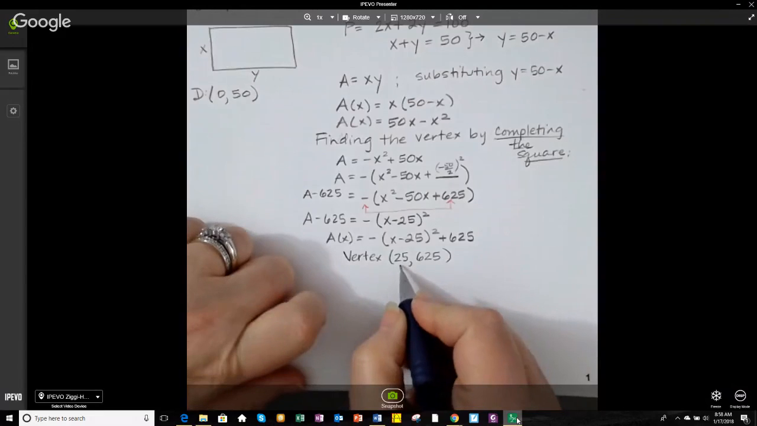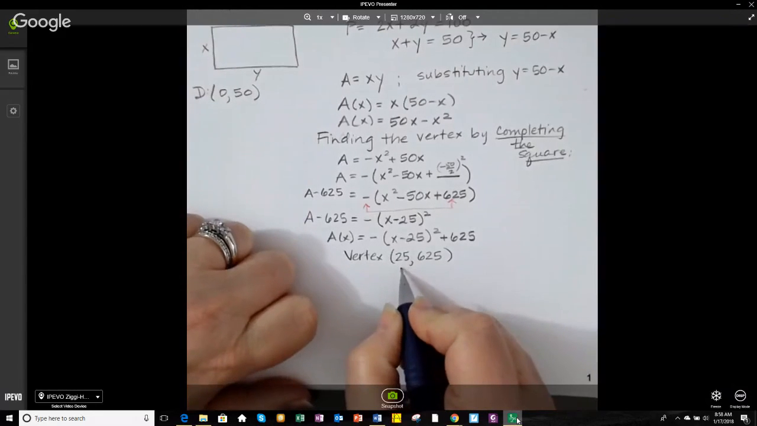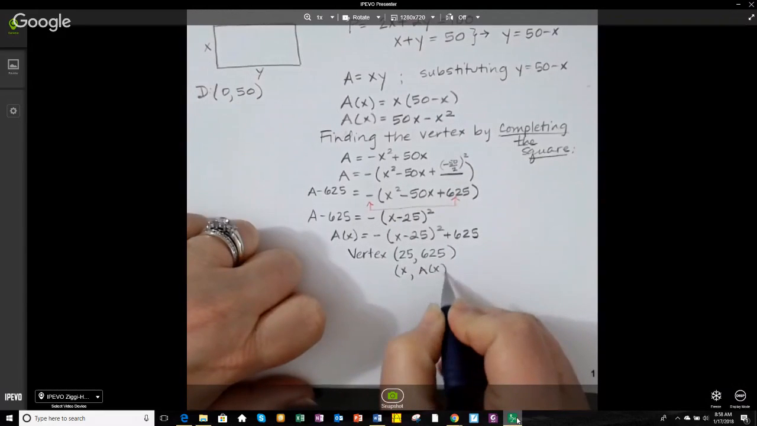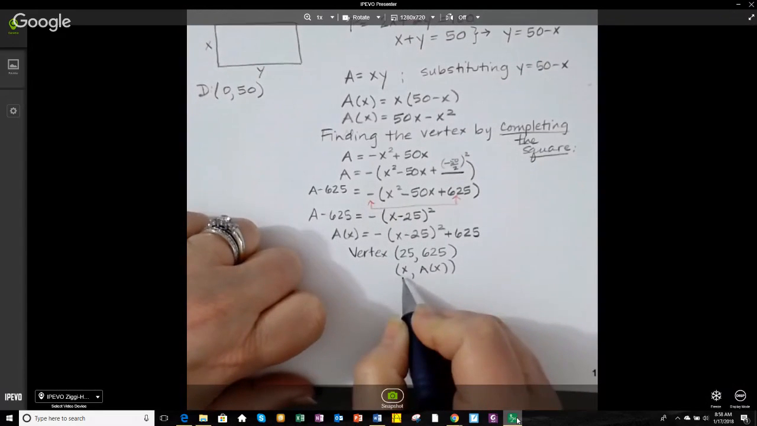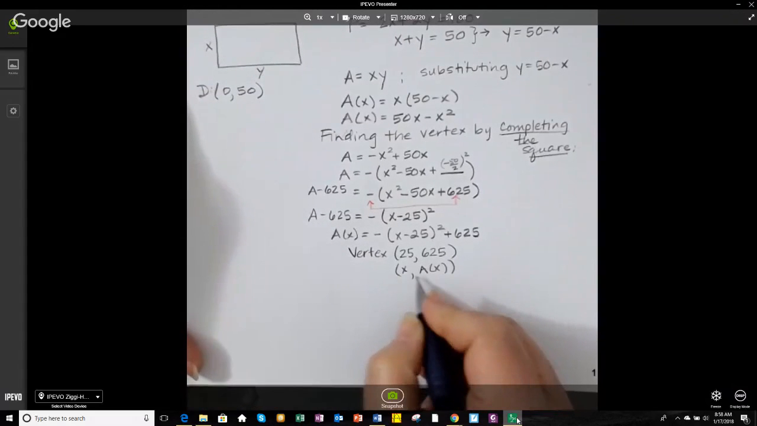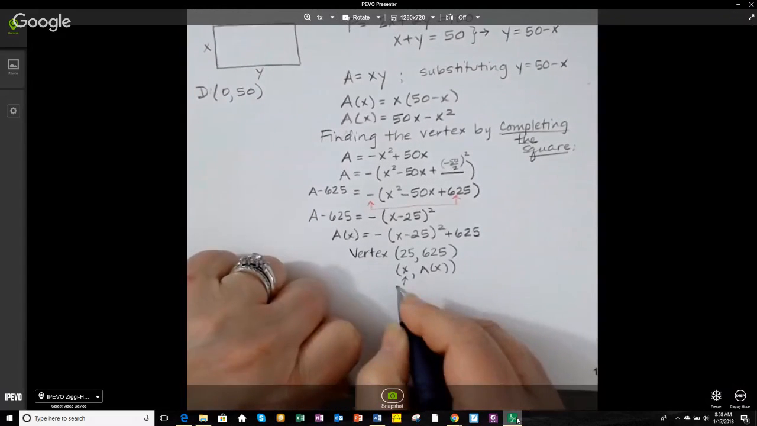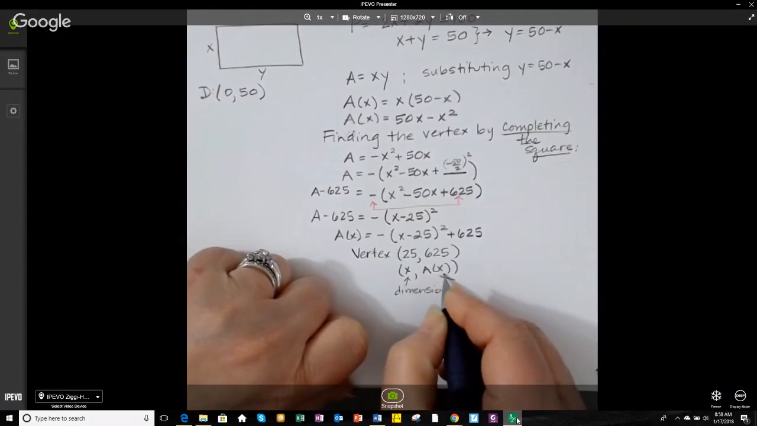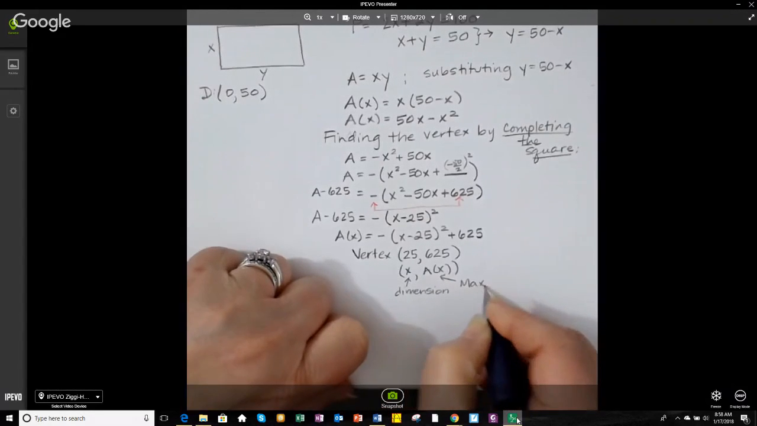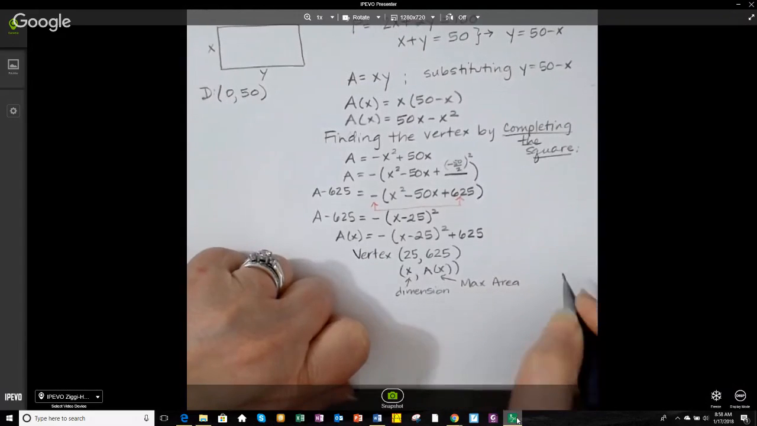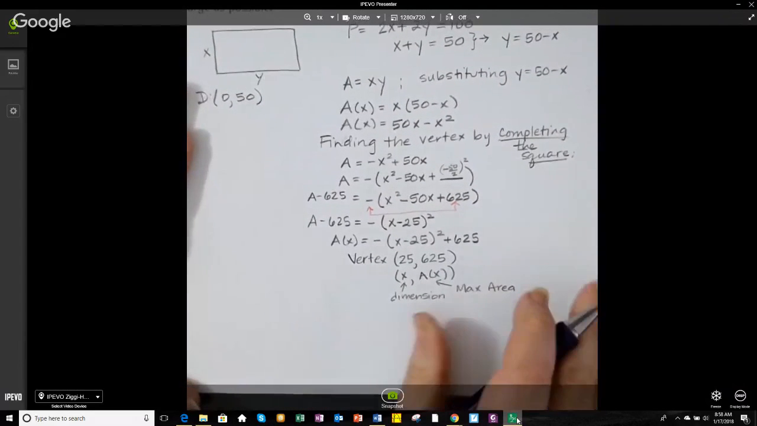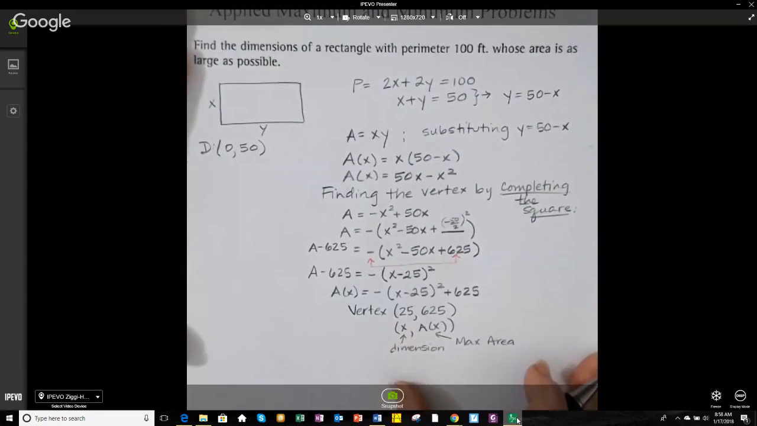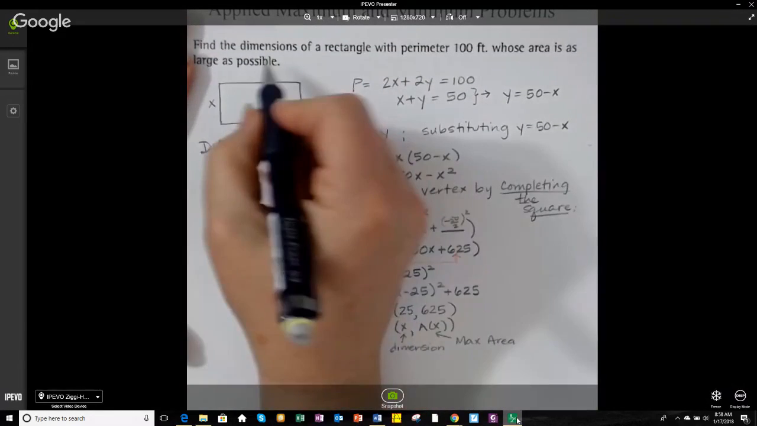Now, before we go on, what does this mean physically here? This means that the x here is x, and the 625 is A of x, which means this is the dimension, and the A of x is the max area. Okay, but the question didn't ask us that. The question asked us, find the dimensions of the rectangle.